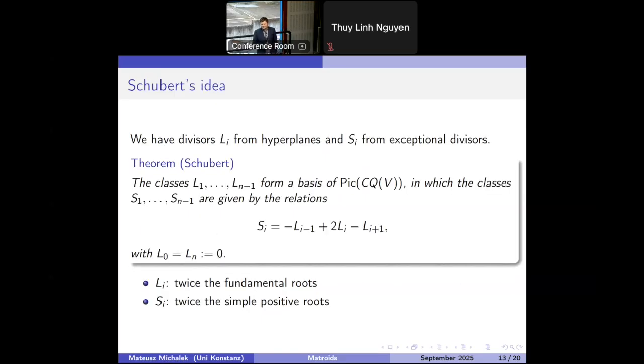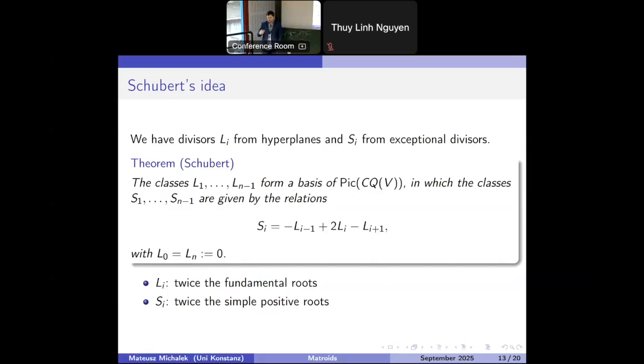They are coming from the blow-up. So SIs is the exceptional divisor for the ith blow-up. But how do you get the relations? I mean, how Schubert got them, I'm not really sure. He was probably a genius and he just wrote them.